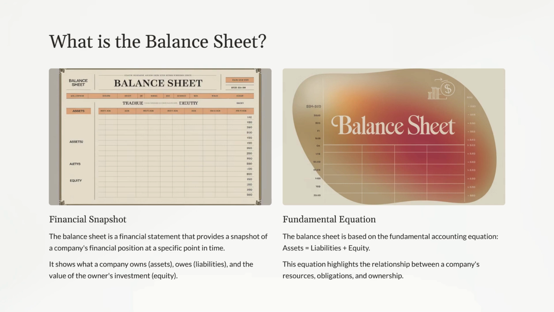The balance sheet is a financial statement that provides a snapshot of a company's financial position at a specific point in time. It shows what a company owns, assets, owes, liabilities, and the value of the owner's investment, equity. The balance sheet is based on the fundamental accounting equation, assets equals liabilities plus equity. This equation highlights the relationship between a company's resources, obligations, and ownership.